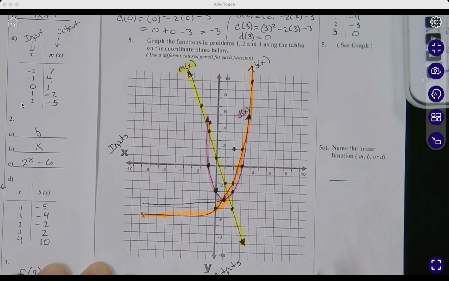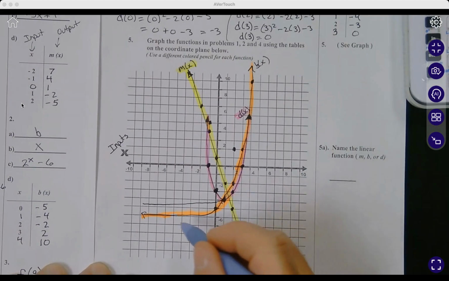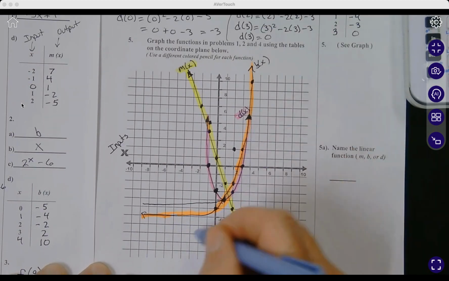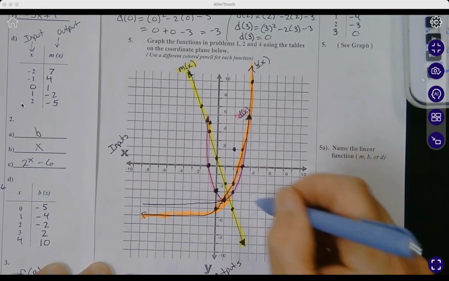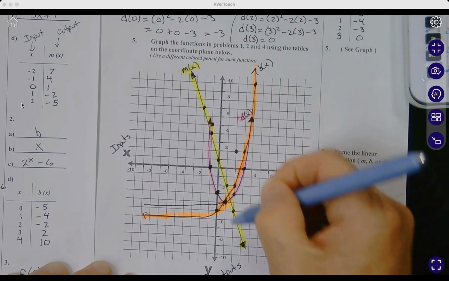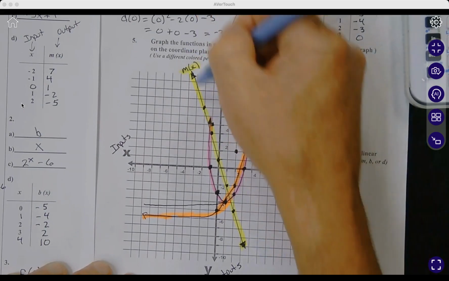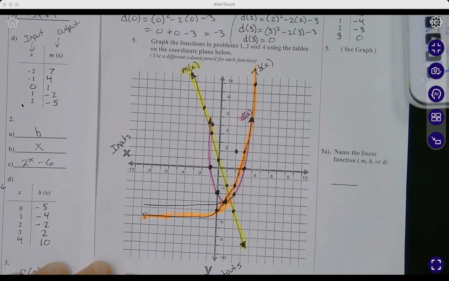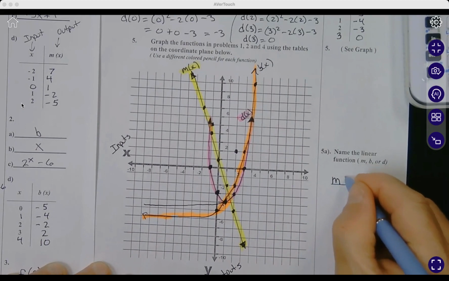Last question, name the linear function. The linear function is the function that does not make any turns. Notice the orange makes a turn. The pink makes a turn. But notice that yellow one. It never turns. Stays on that same path, straight path. Okay, so the m of x is the linear function.